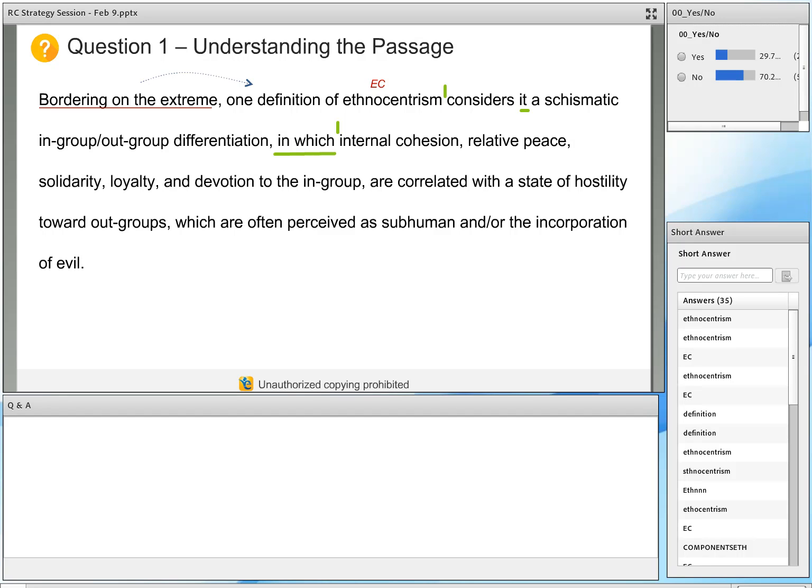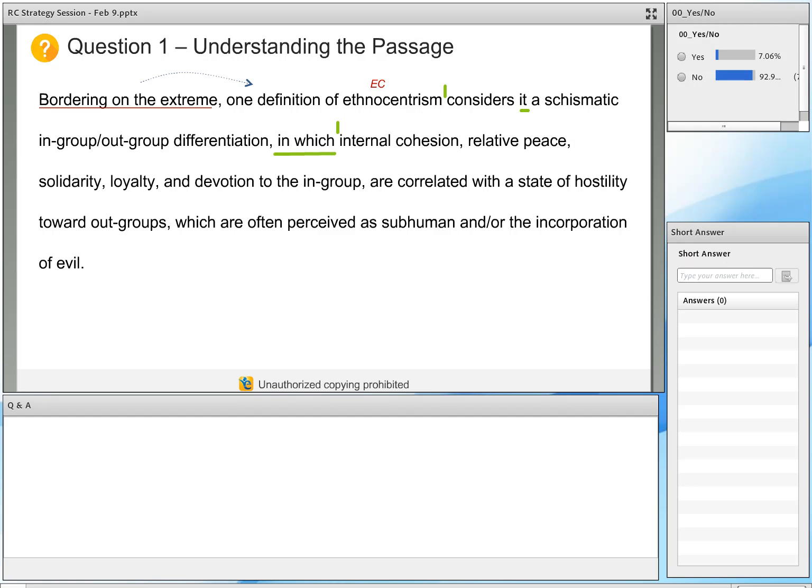Now schismatic. How many of you know the meaning of schismatic? And you don't really need to know the meaning of schismatic to understand this passage, because you can simply replace schismatic with some kind of in-group out-group differentiation. Okay, so in which internal cohesion, now I read further. Now in which is going to describe what? Based on what you've read, before you even go here, you have to understand what it is that you're reading. You are going to be reading about the differentiation, the characteristic of the differentiation.